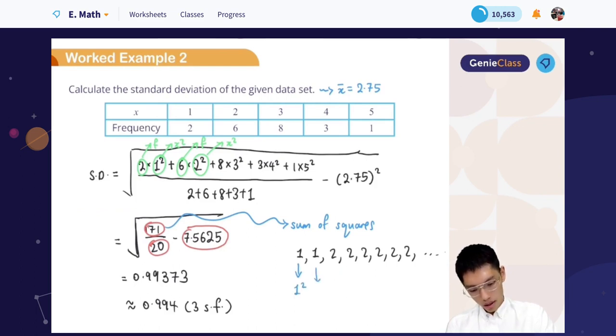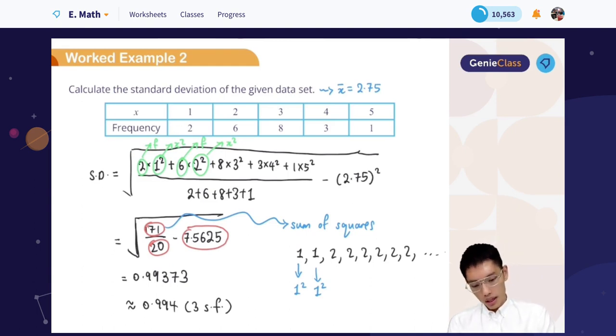1 square, 1 square. In this case, I'll just focus on this 1 square over here. How many 1 squares do I have? 2, right? Did I square my 2 over here? No. So that's why in this case, I don't want to square the f, because the f over here is the frequency. How many 1s are there? The f over here is the frequency. It is when the frequency is given.